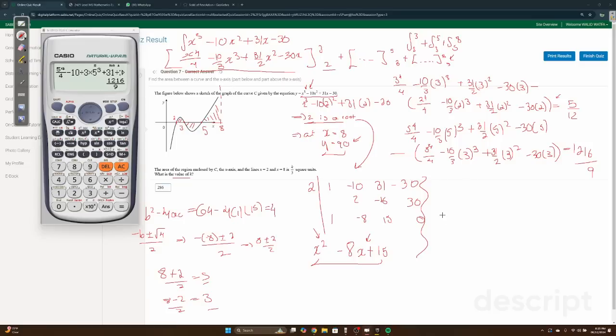Okay, 8 and 5. So start with 8, 8 to the power 4 over 4 minus 10 over 3, 8 to the power of 3 plus 31 over 2, 8 to the power of 2 minus 30 times 8, right? Okay, minus, open bracket. Now substitute 5, 5 to the power of 4 over 4 minus 10 over 3, 5 to the power of 3 plus 31 over 2, 5 to the power of 2 minus 30 times 5.